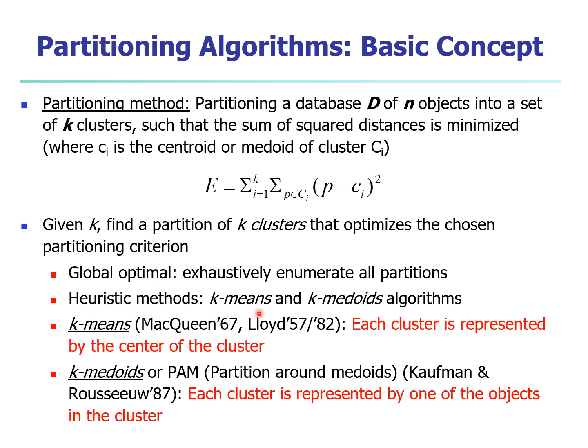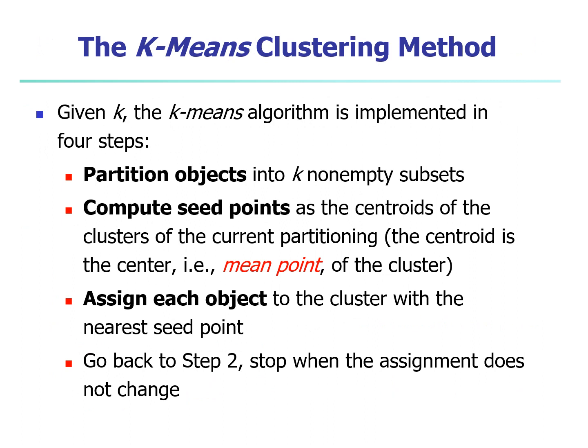We apply a heuristic method. This can be k-means or we have k-medoids algorithms, and we will explain the difference between them in a minute. Now, in k-means each cluster is represented by the center of the cluster, and in k-medoids, each cluster is represented by one of the objects in the cluster. Now, k-means clustering is the most well-known clustering method, and it's implemented in 4 steps.